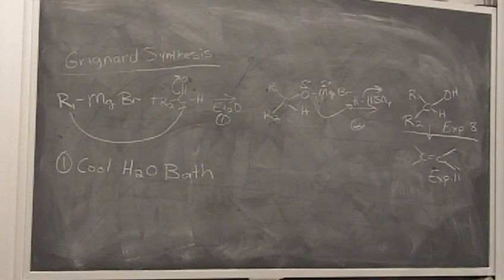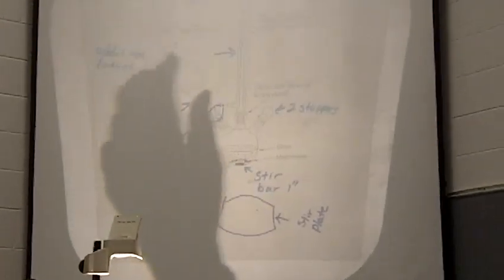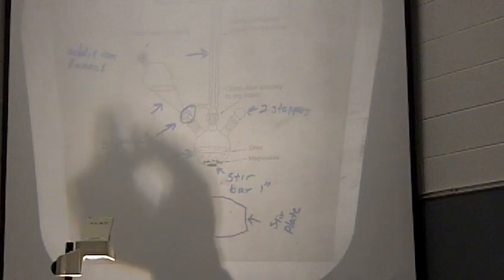So now we've added all our alkyl bromide. It's been refluxing for 15 minutes. We've cooled it down. It's in a cool water bath. We now need to add our aldehyde solution.